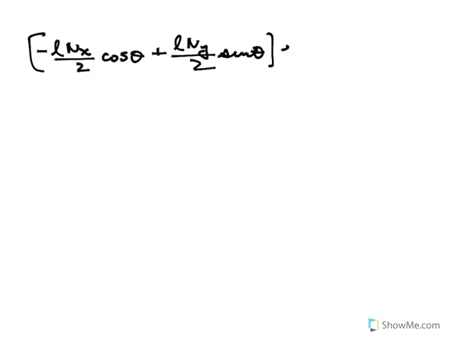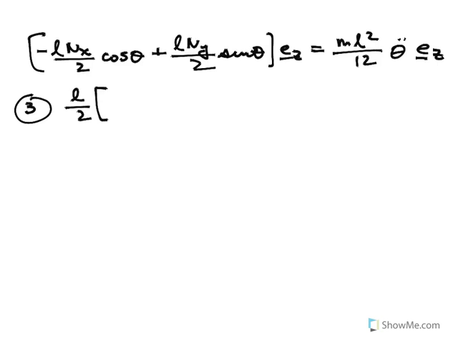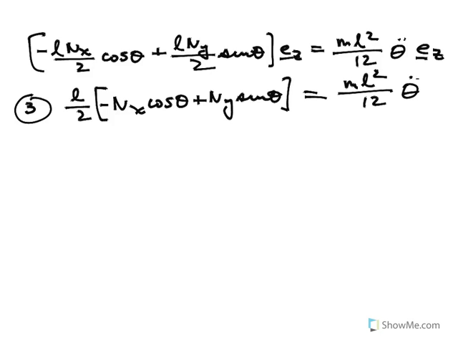So as a result of that, we get minus L n sub x over 2 times the cosine of theta plus L n sub y over 2 times the sine of theta times Ez is equal to ml squared over 12 theta double dot Ez, from which we get the third equation, which gives us L over 2 times minus n sub x cosine theta plus n sub y times the sine of theta is equal to ml squared over 12 theta double dot. So now we have a way of being able to eliminate the unknowns.